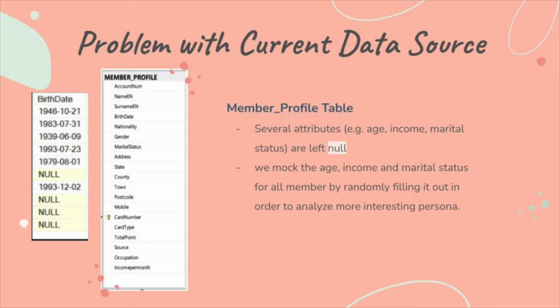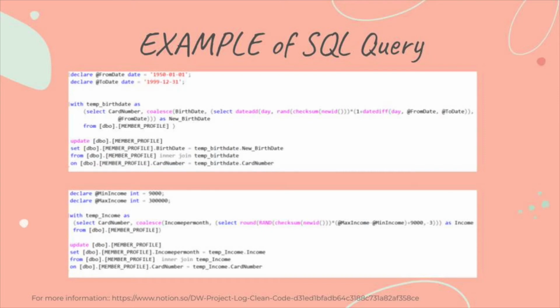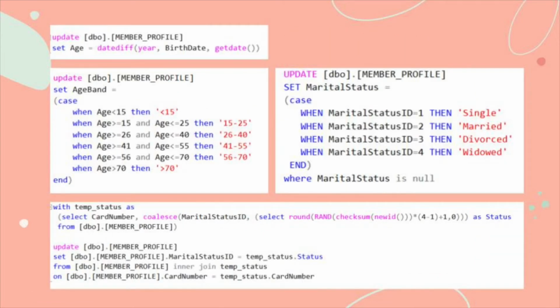With the current dataset, the member profile table contains a lot of null value for the attribute age, income, and marital status. We figured that these attributes about customer demographic are all interesting. We could perhaps use it for the analysis. Therefore, we decided to fill in the replacements with random value using SQL script. This is the example of SQL query we use to clean data.